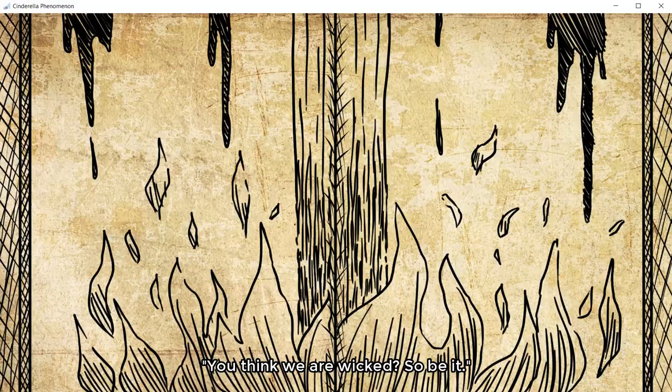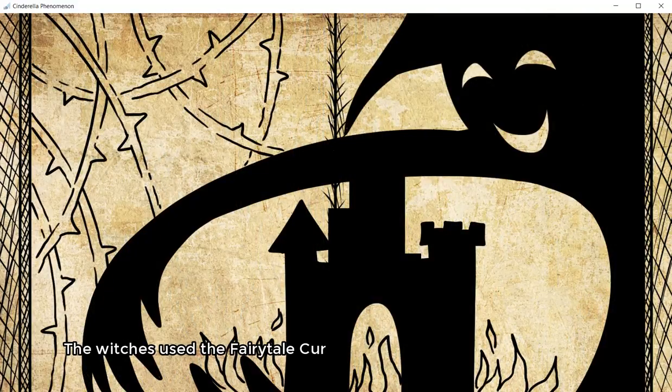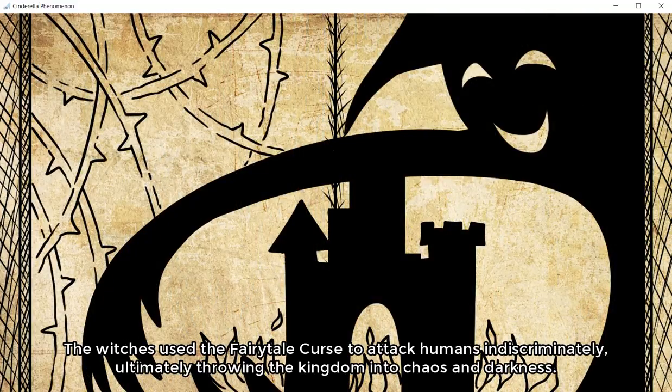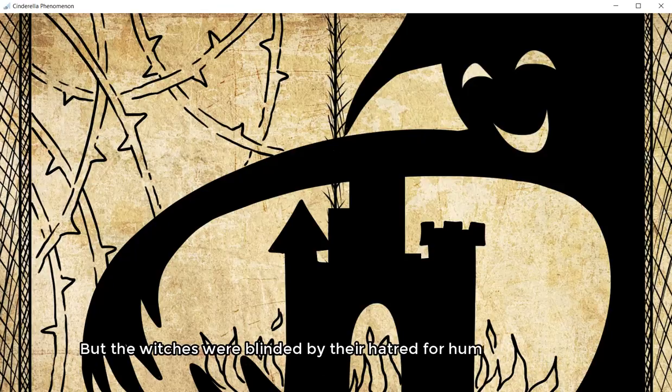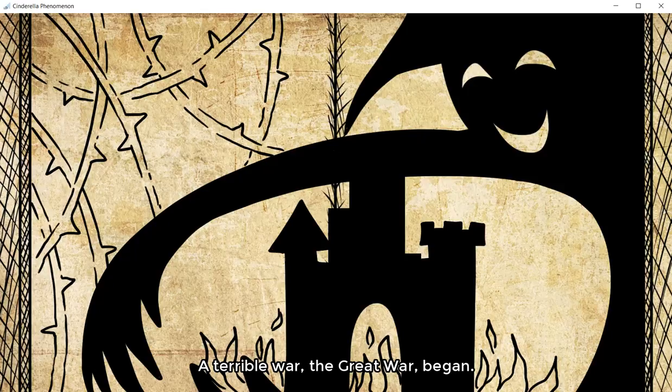You think we are wicked? So be it. Just as you have taken our happily ever afters, we shall take yours. The witches used the fairy tale curse to attack humans indiscriminately, ultimately throwing the kingdom into chaos and darkness. The ruler of the fairies, the Lucis Bearer, sought to regain peace, but the witches were blinded by their hatred for humans, who were responsible for the witch genocide. A terrible war, the Great War, began.